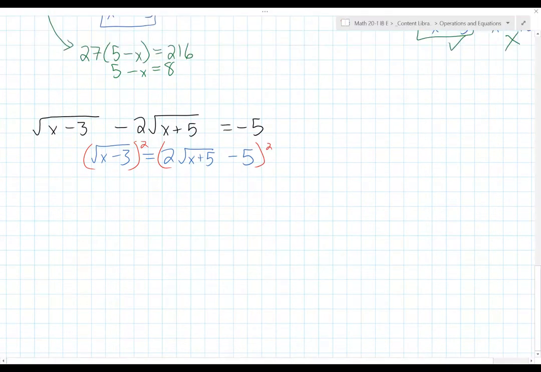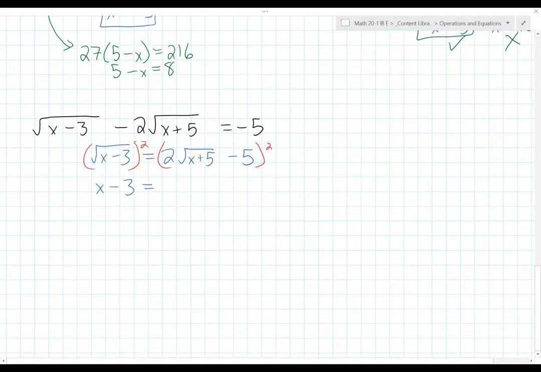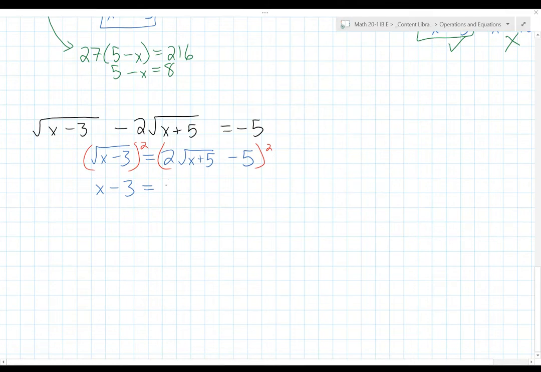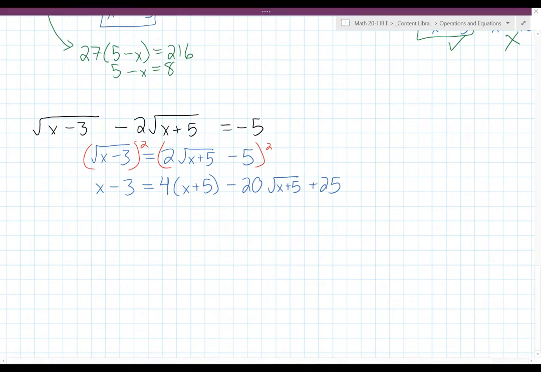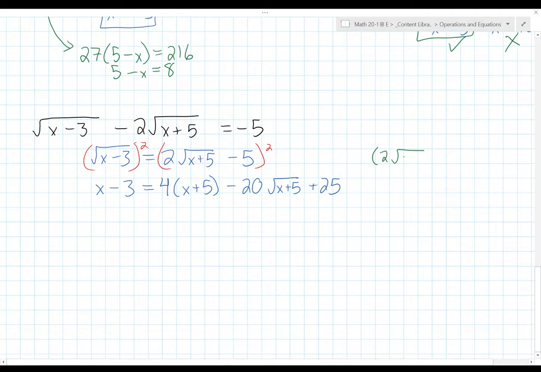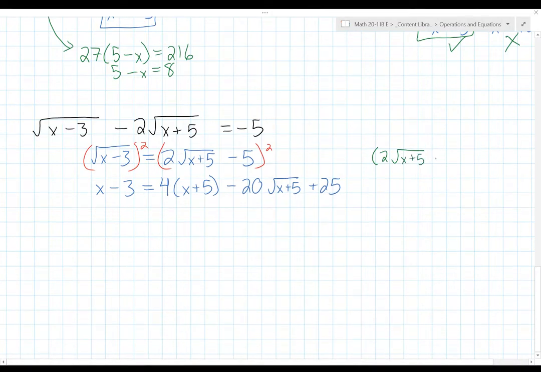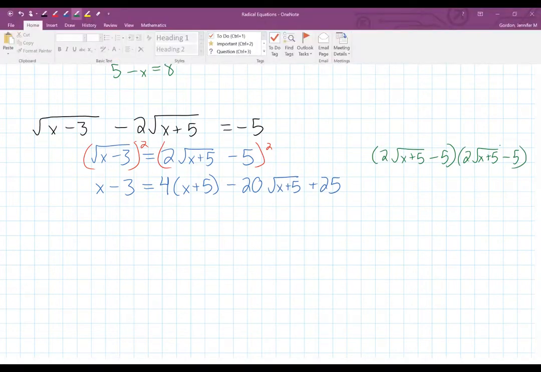So when I square the square root of x minus 3, I get x minus 3. When I square the other one, I have to distribute, which means I'm going to end up with 4 times x plus 5 minus 20 times the square root of x plus 5 plus 25. So just to quickly walk you through where that comes from, it is 2 times the square root of x plus 5 minus 5, times 2 root x plus 5 minus 5, remembering that we've now got 4 multiplications in here.